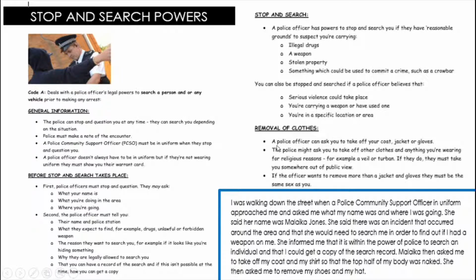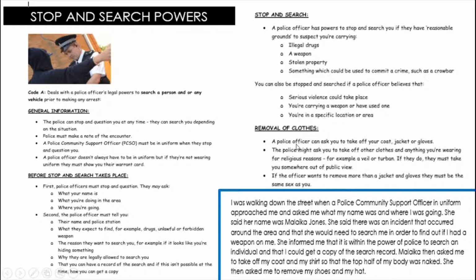In terms of removal of clothes, a police officer can ask you to take off your coat, jacket or gloves. The police might ask you to take off other clothes and anything you're wearing for religious reasons, for example a veil or turban. If they do, they must take you somewhere out of public view. If the officer wants to remove more than a jacket and gloves, they must be the same sex as you. So firstly, Malika Jones is a female. We're not quite sure if this individual is a male or a female, so we don't know whether she is abusing her powers over here.